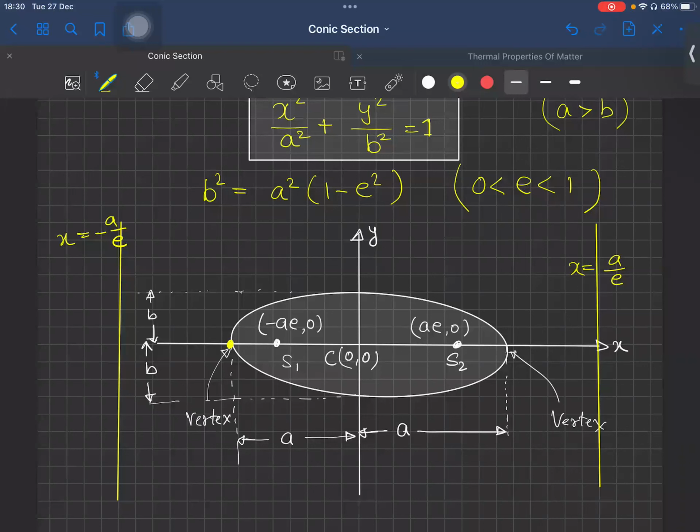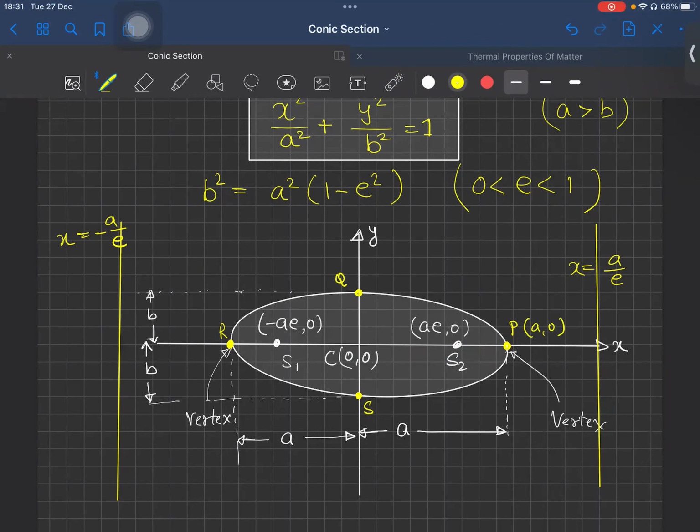What will be the coordinates of this point and this point? Let's say these are points P, Q, R, S. What is the coordinate of point P? Please tell me the coordinate of point P. See, this length from here to here is A and it is on the x-axis. So what will be the coordinate of P? A comma 0. Yes, A comma 0, very good.